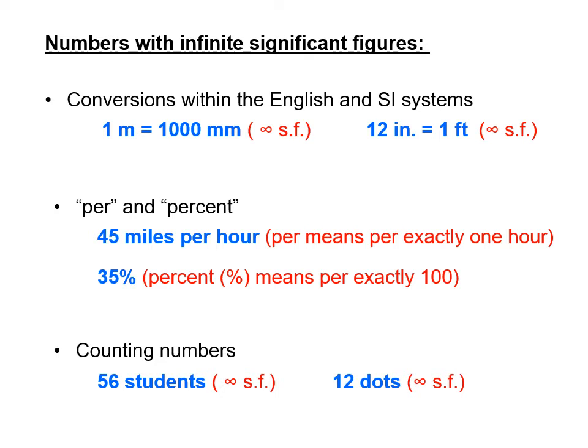So that contains exactly 56 students, so that contains infinite significant figures. So things that can be counted contain infinite significant figures, and those are things that can't have parts. Another would be 12 dots. You can count dots, right? So those contain infinite significant figures because you don't need a measuring device for them.